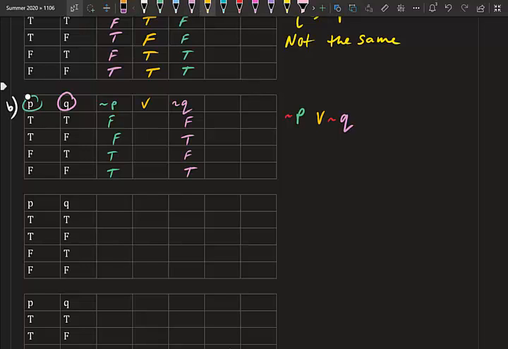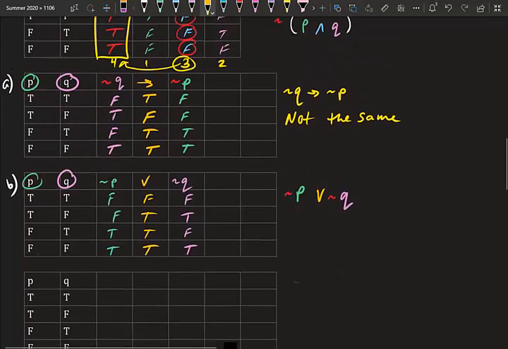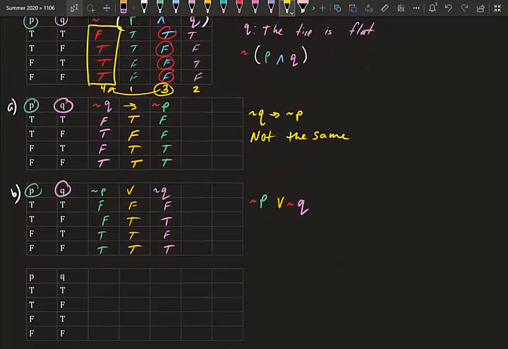Now we're going to bring it together with an or. So F or F is F, F or T is T, T or F is T, T or T is T. Let's match it with our answer column. So let's see if it matches. It does match. It's exactly the same. Since it's exactly the same, this is equivalent.